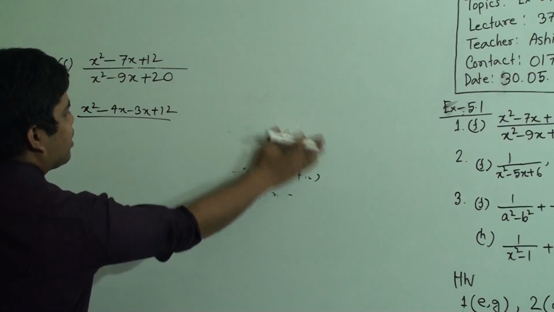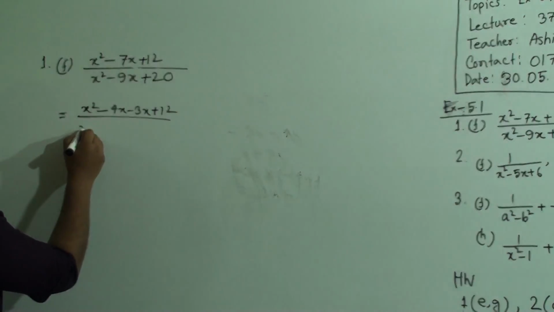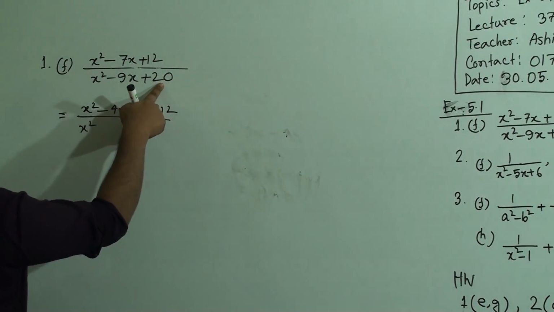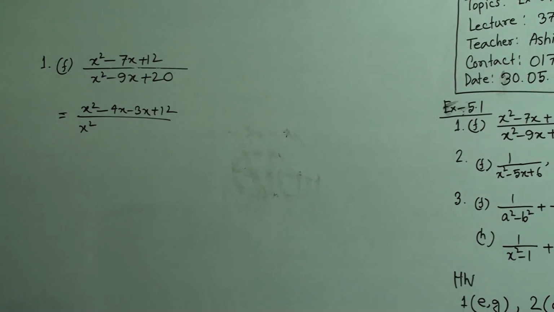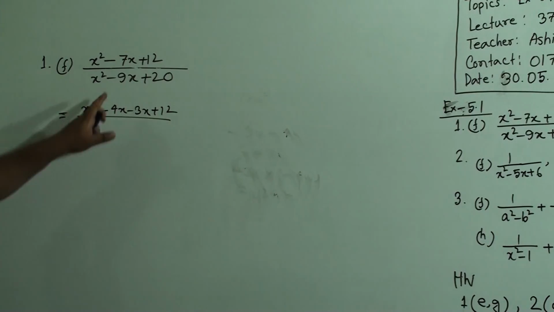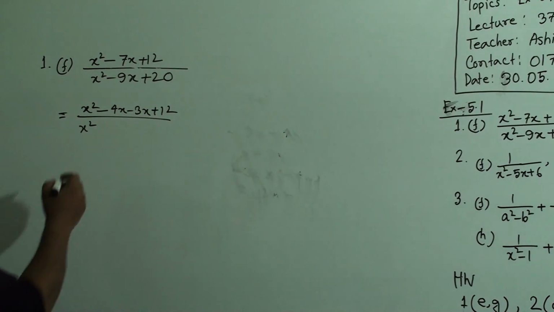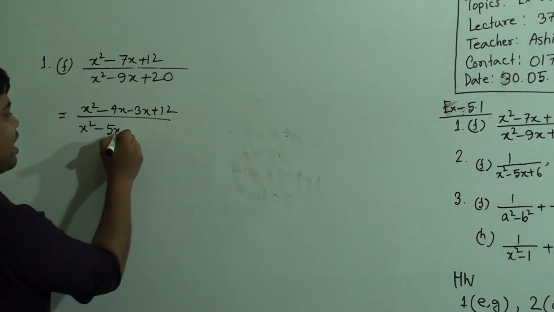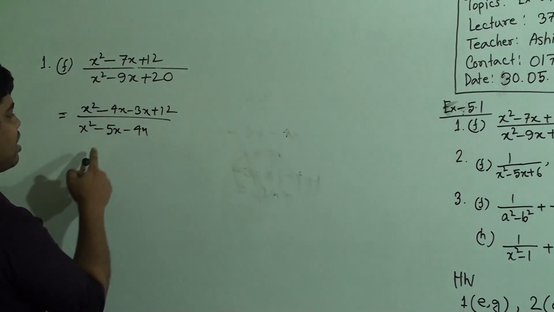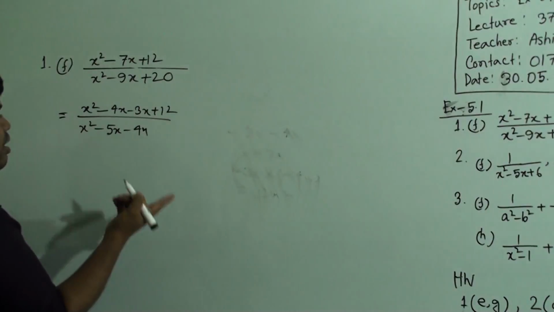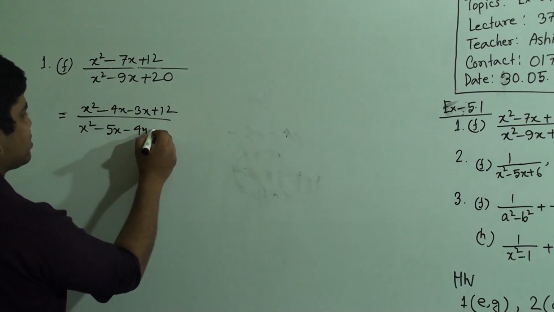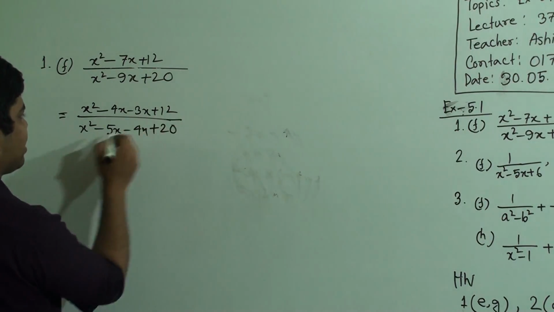Okay, next notice x square, 20 multiply x square, then we get 20x square. We break minus 9x in such a way that addition will be minus 9x and their multiplication will be 20x squared. So minus 5x and minus 4x. If we add these two numbers, then we get 9, and if we multiply, then we get 20x square. So we write 20 here.